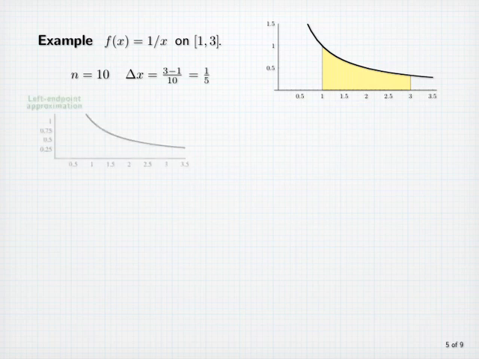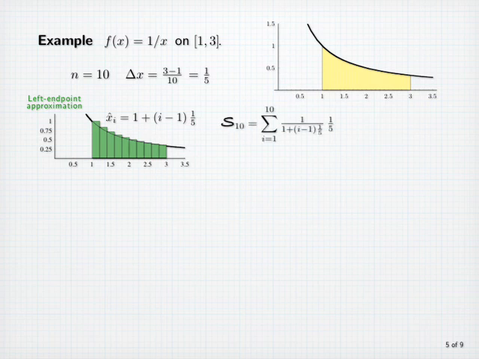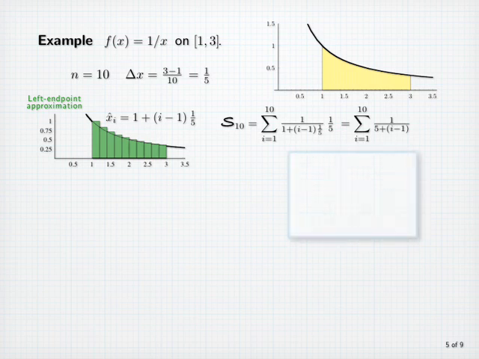To compute the left endpoint approximation with n equals 10, we'll note that x hat sub i should be 1 plus (i minus 1) times 1/5. So our sum, S10, is the sum from i equals 1 to 10 of f of x hat sub i times 1/5. Notice that multiplying the denominators in the summand results in the sum from i equals 1 to 10 of 1 over (5 plus i minus 1). So now let's go to the calculator and calculate that sum.